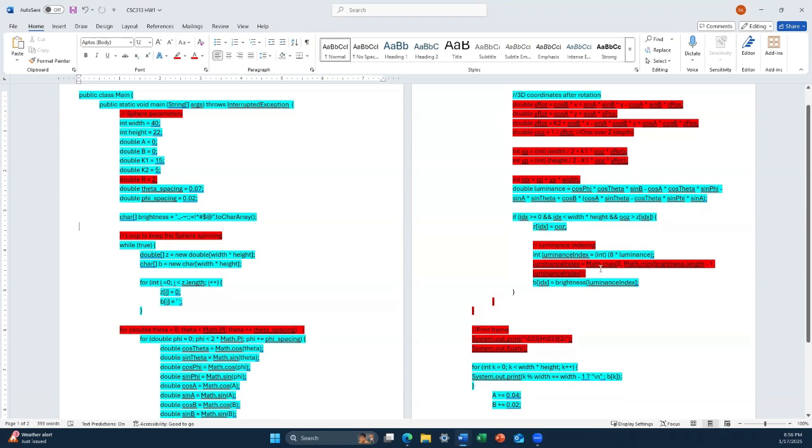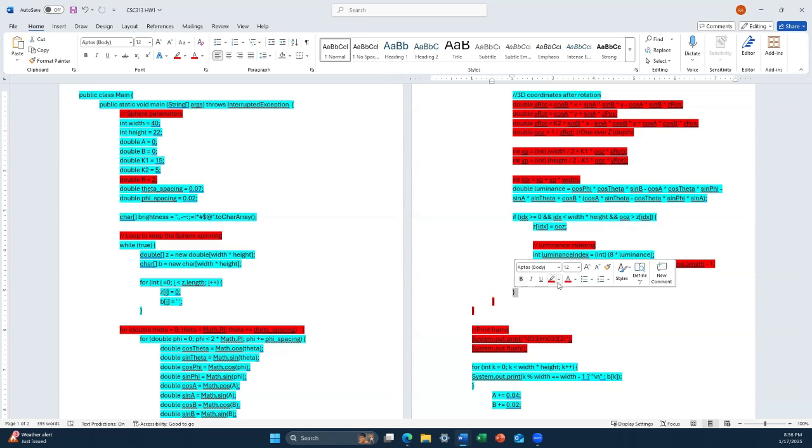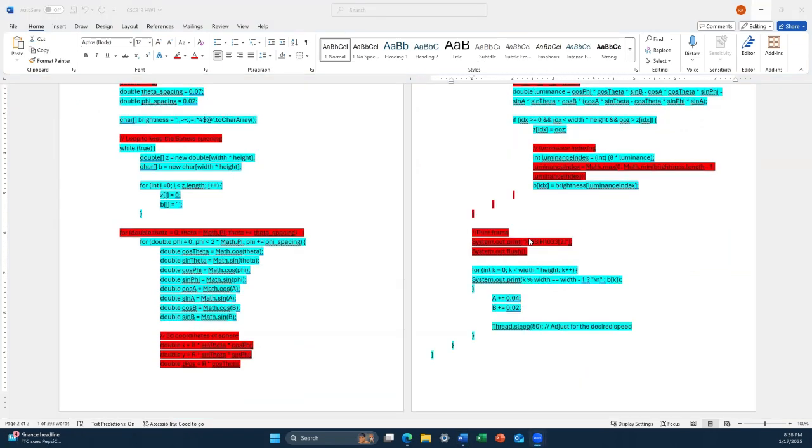Now, for this project, one of the weird things was luminance indexing. We had to change this a lot because it wasn't working correctly unless we changed the luminance index. Oh, let me just add this. This helped change the index to make sure that it was functioning properly.